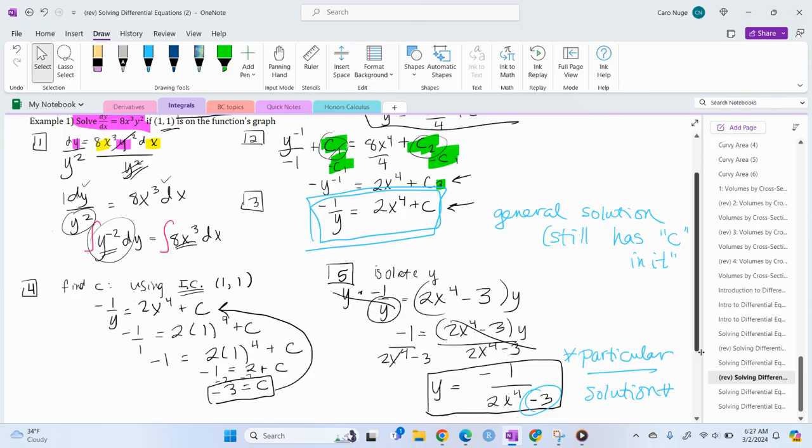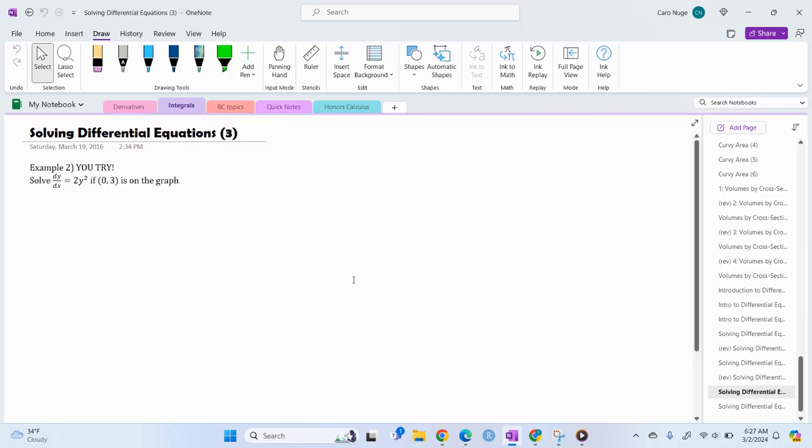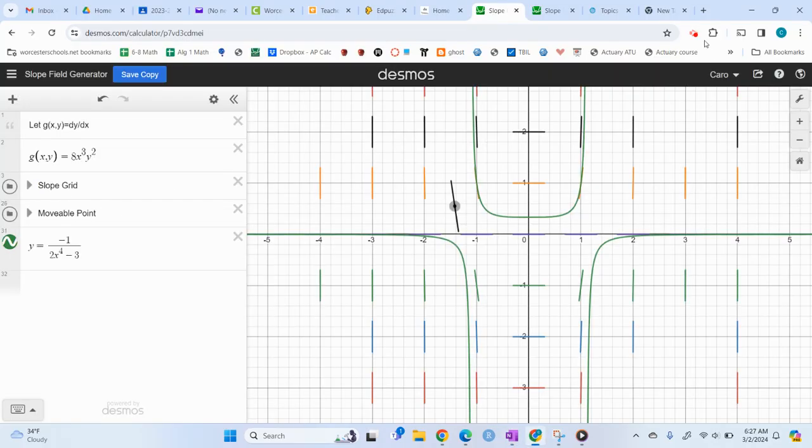All right, cool. I'm going to give you a u-try to do, and then I'm going to end the video and do one more example in a second video. So here you go. I want you to solve dy dx equals 2y squared if you go through the point 0, 3. So try this out and do the 5 steps, and we'll compare your answer in class. So let me stop here and let me pick up in a new video.